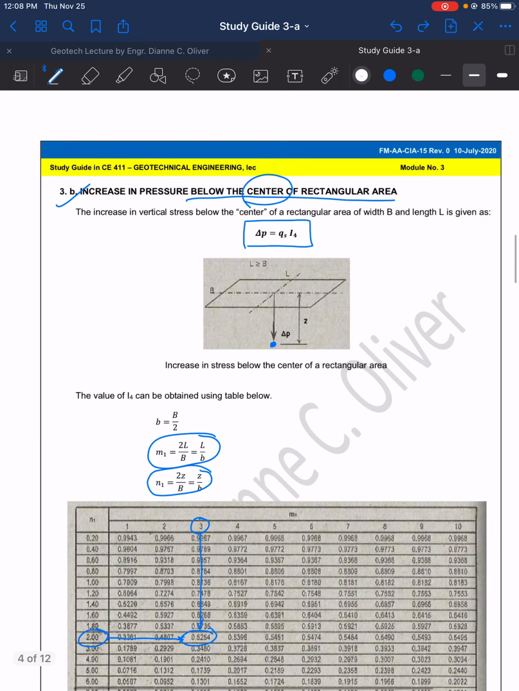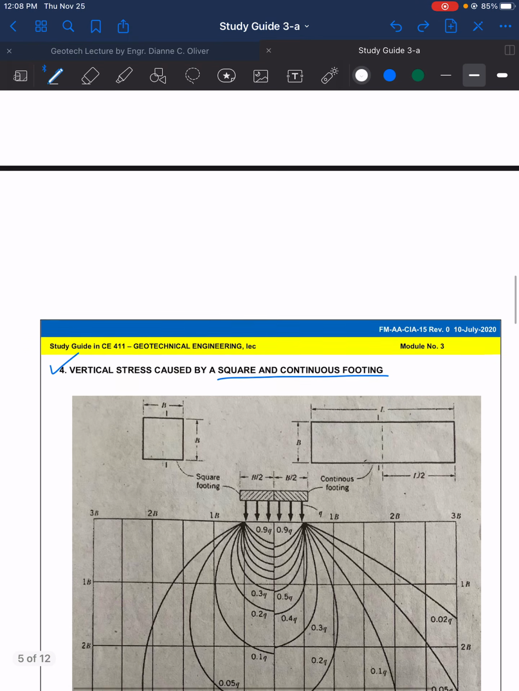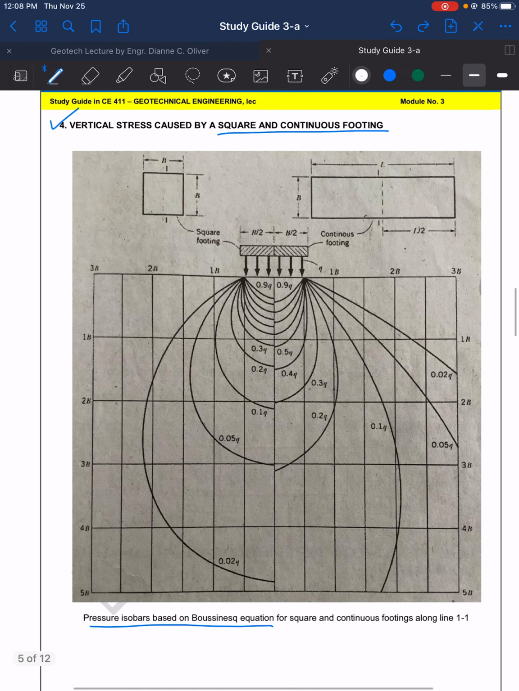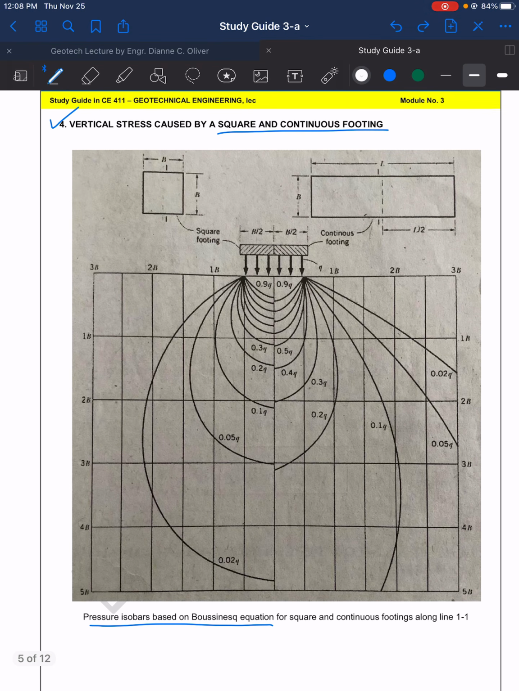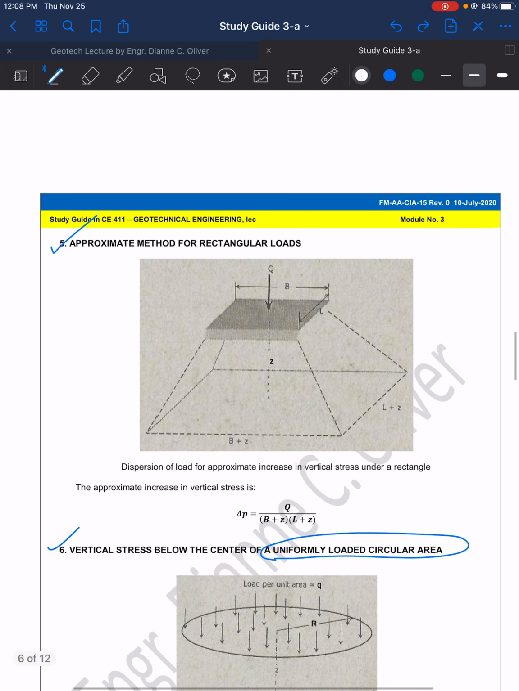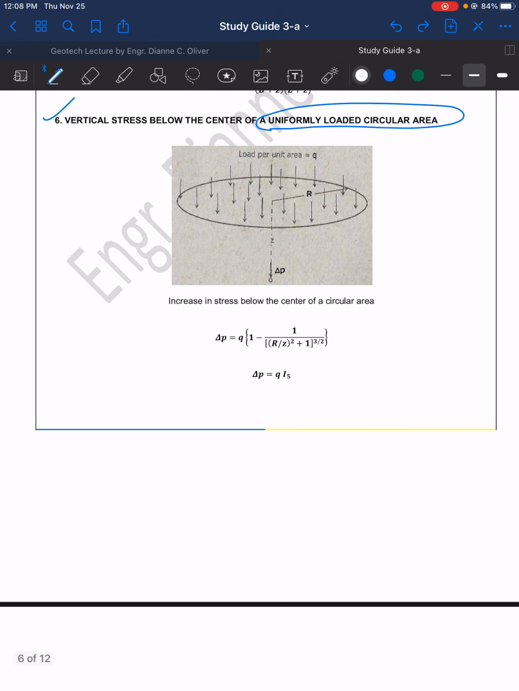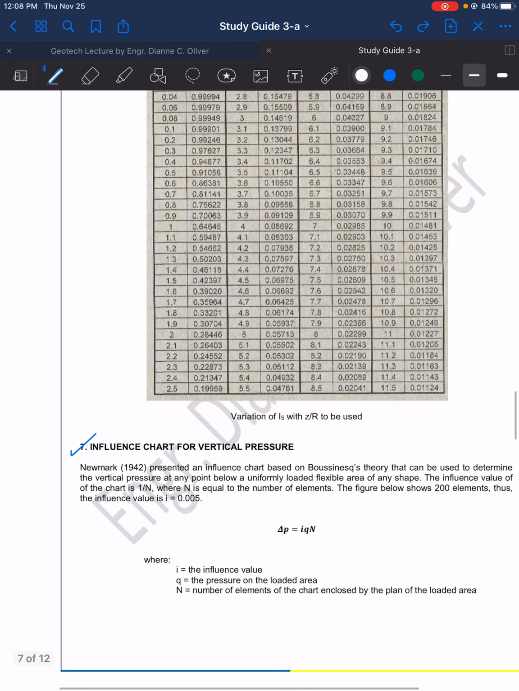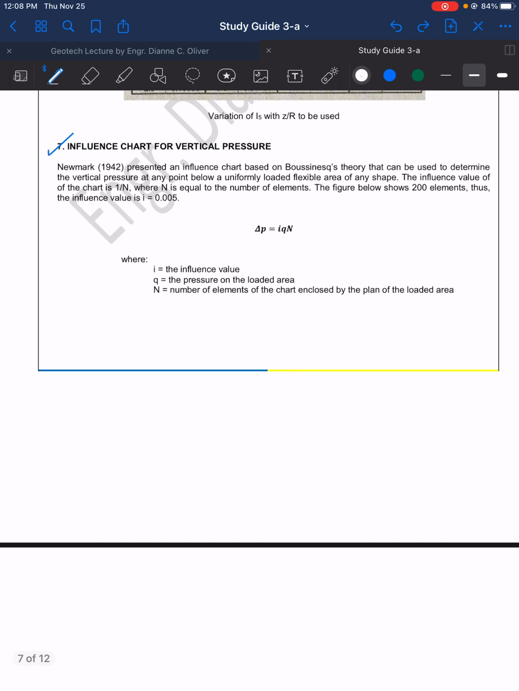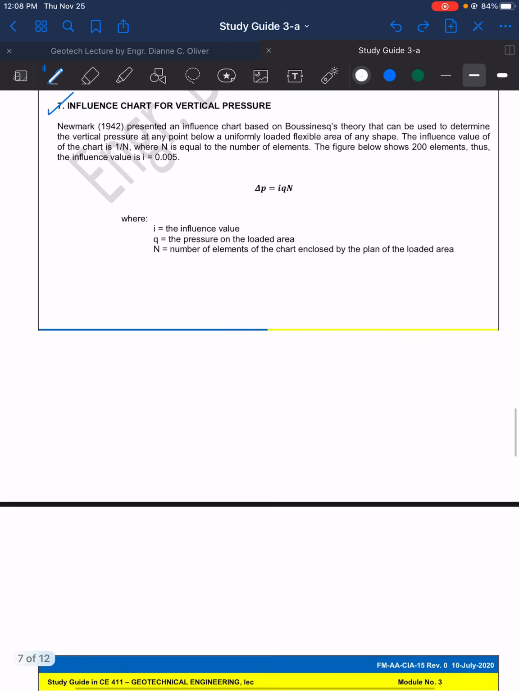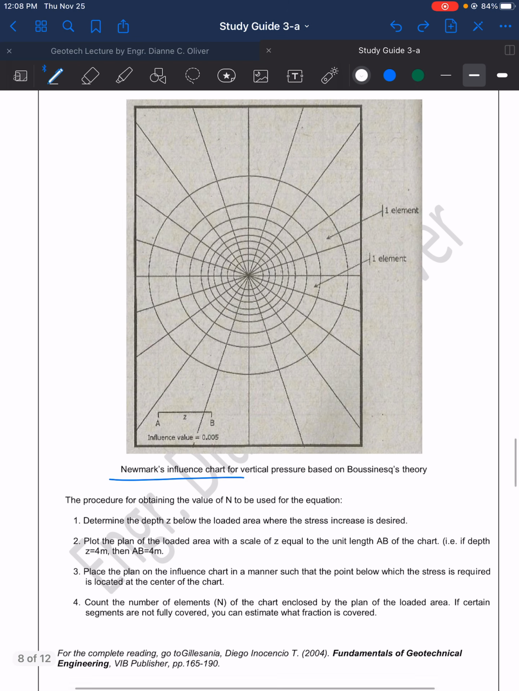So in the next video we will have the Boussinesq equation, the pressure isobars, and the approximate method, the uniformly loaded circular area, and the influence chart using Newmark's influence chart. Okay, so that's it for this video.